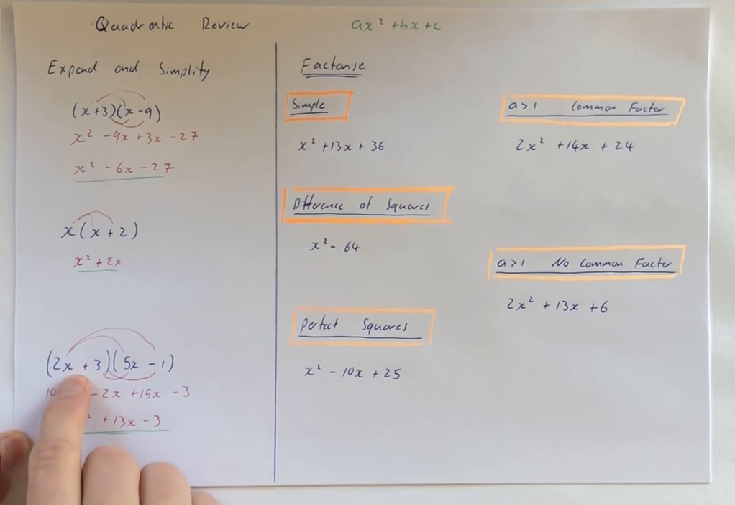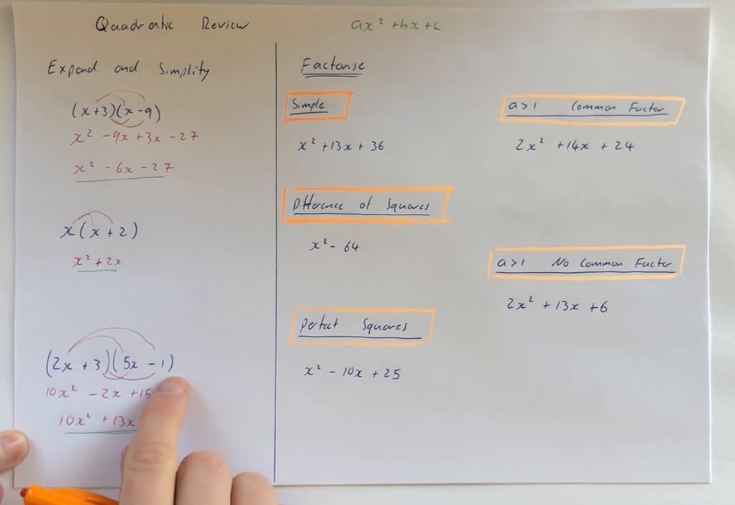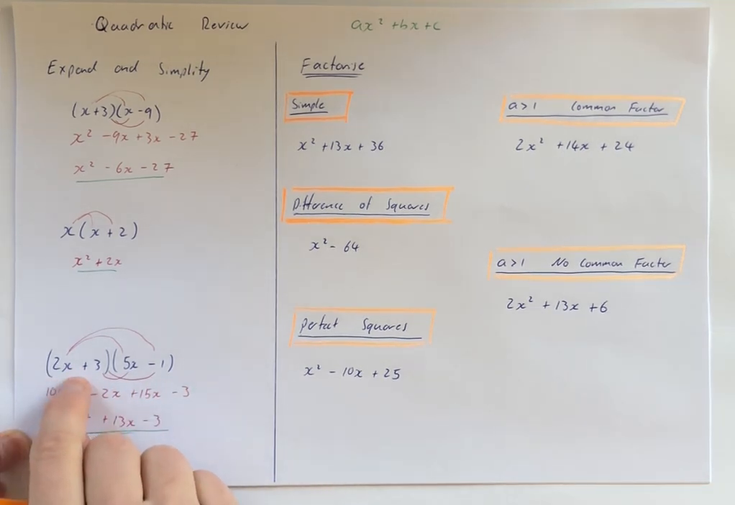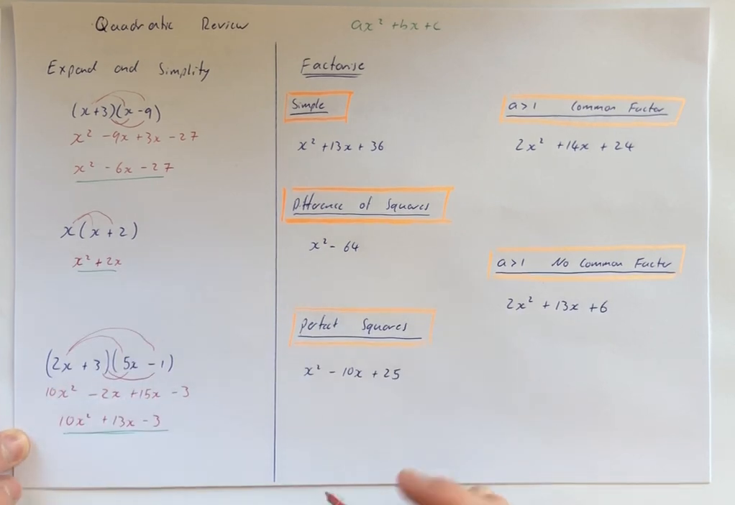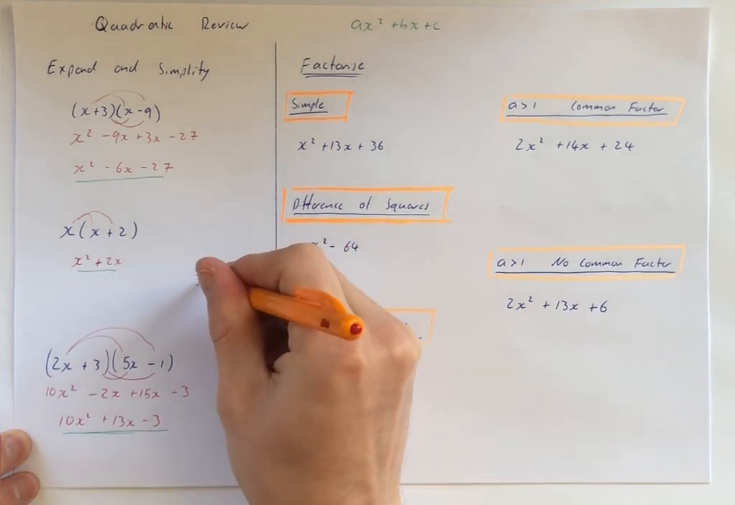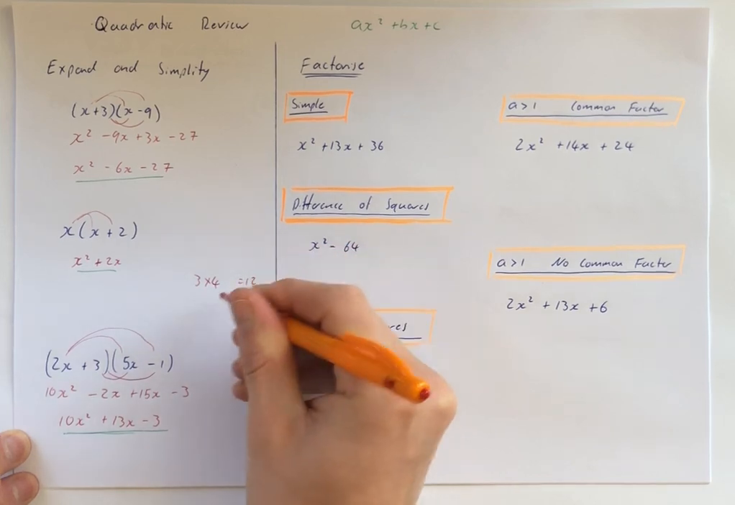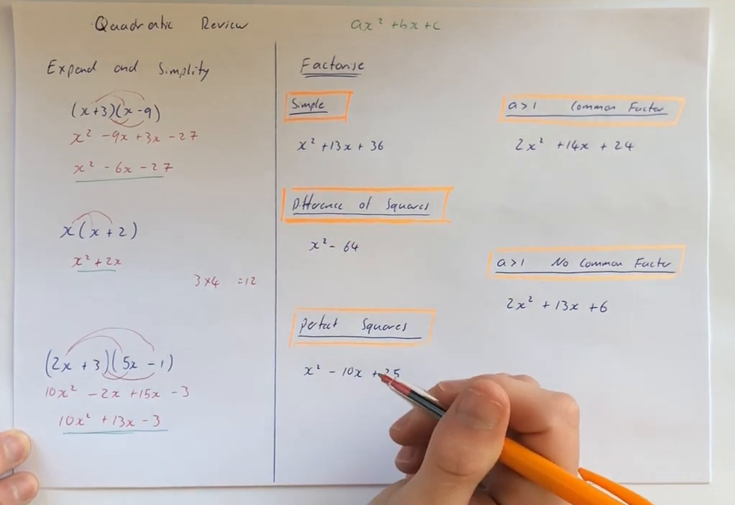So for this one, 2x plus 3 times 5x minus 1, one factor is 2x plus 3, and the other factor is 5x minus 1. The same reason that 3 times 4 equals 12, 3 is a factor, and so is 4.